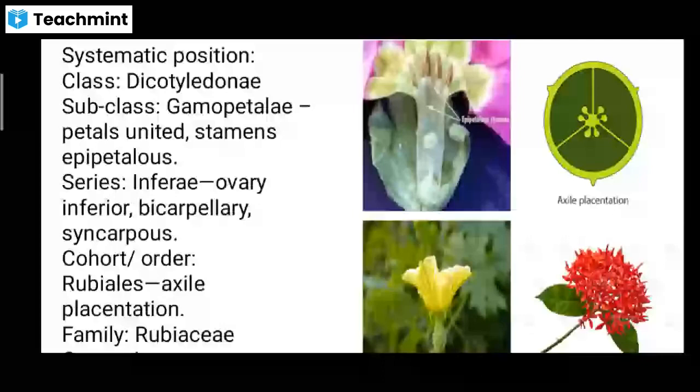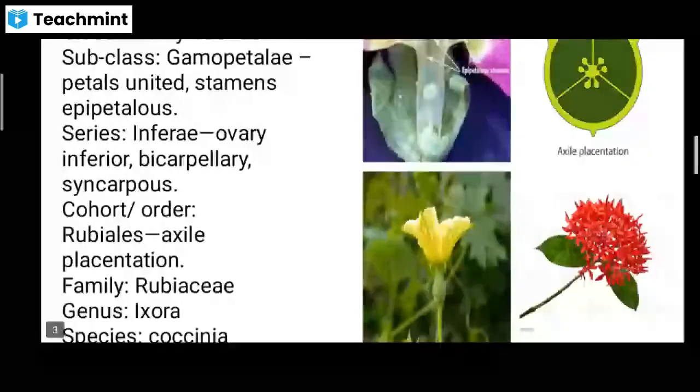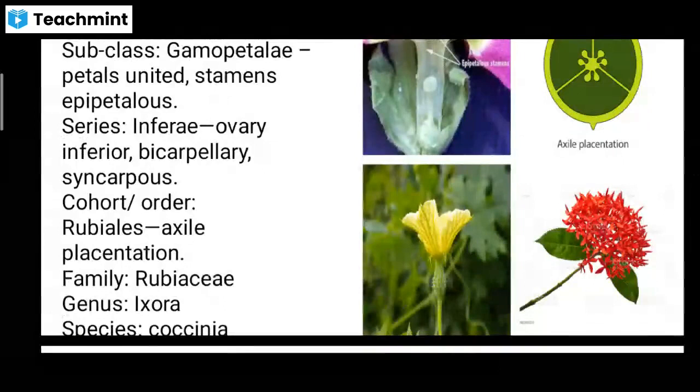In the first figure you can see the stamens are attached to the petals. That term is epipetalous. Then the series is Inferae, that means the ovary is inferior, bicarpellary and syncarpous. In the second picture you have seen the ovary is inferior. Above the ovary all the floral parts, that means calyx, yellow corolla and androecium, are present. Then it is bicarpellary, having two carpels, and syncarpous, that means they are fused.